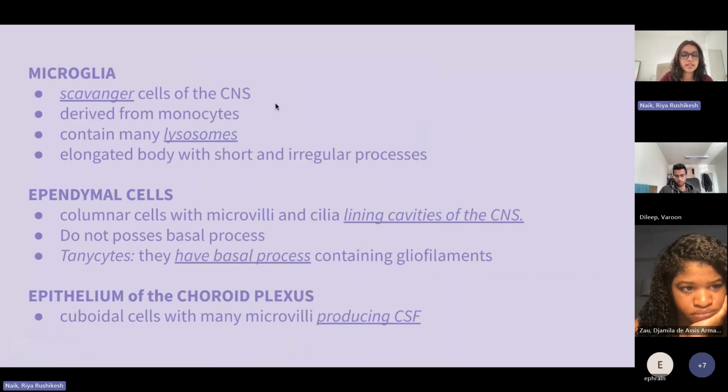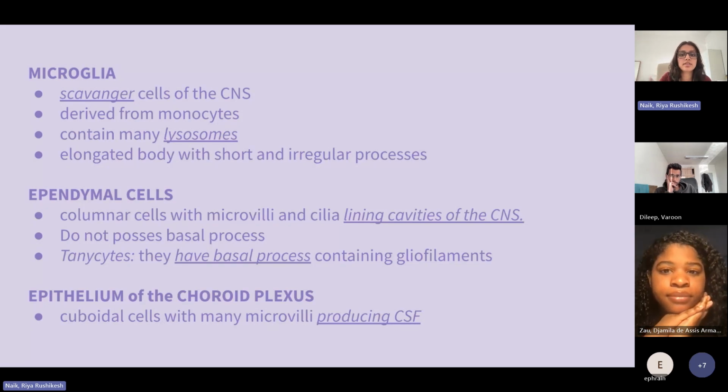Now let's talk about the microglial cells. They are basically the scavengers of the CNS, and they have a lot of lysosomes. As we know, the basic function of a lysosome is to digest and degrade a cell. So that's why they're called the scavengers of the CNS, and they are derived from the monocytes.